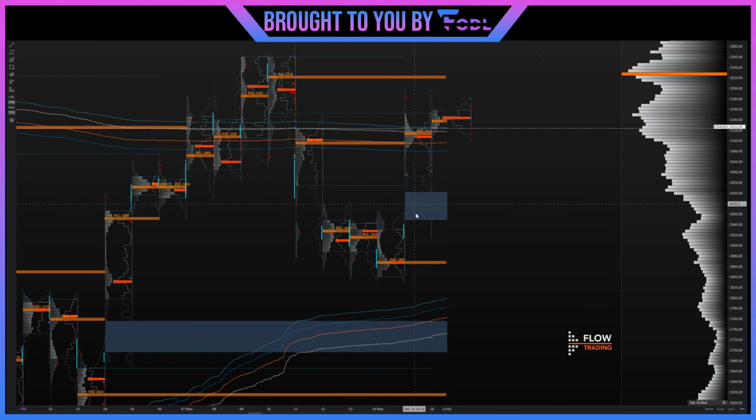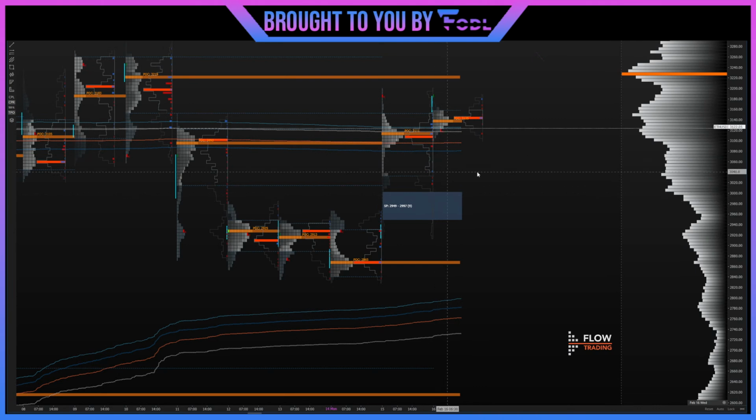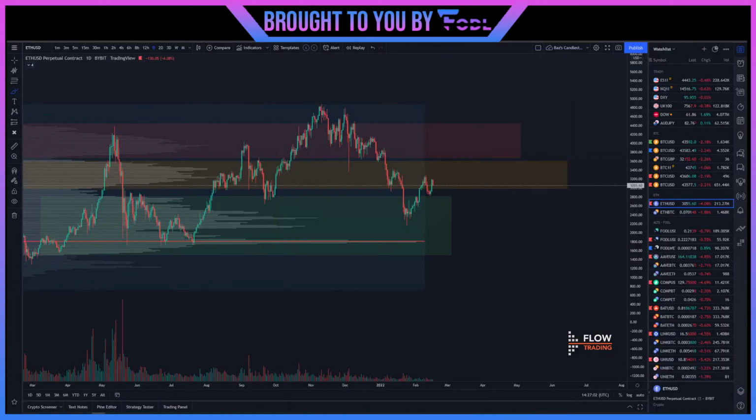We've also got this one, which is a more immediate single print here, where there's a few trapped shorts, which will add pressure to the upside, buying pressure if you like. And we've got a naked point of control above here, and a naked point of control above here, around about $3,400 and $3,200 as well. Okay, so that is it for Ethereum USD.